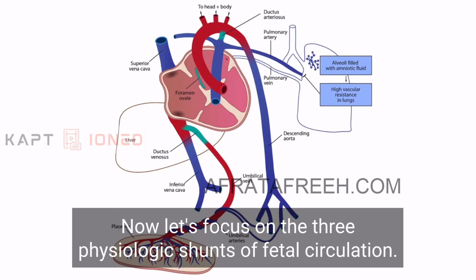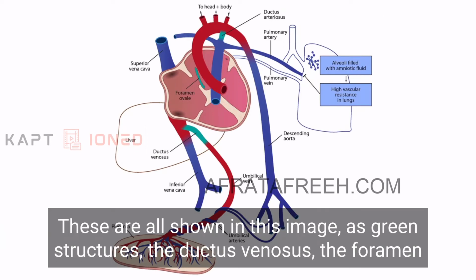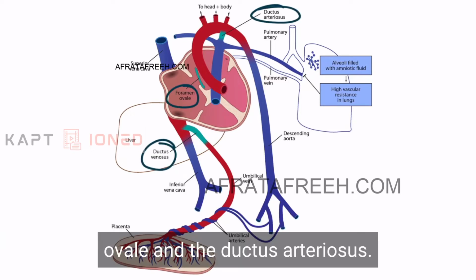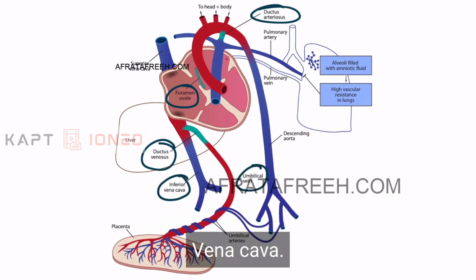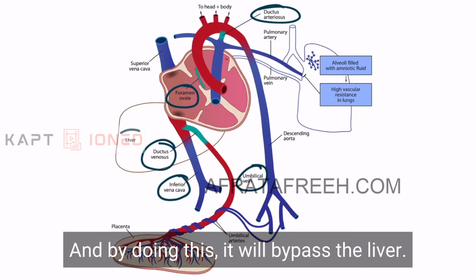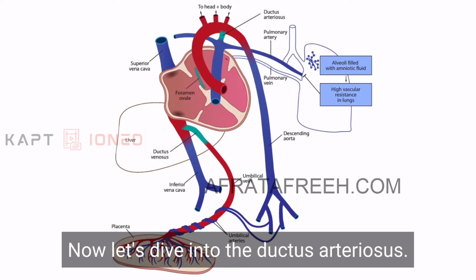Now let's focus on the three physiologic shunts of fetal circulation. These are all shown in this image as green structures: the ductus venosus, the foramen ovale, and the ductus arteriosus. The ductus venosus carries blood from the umbilical vein directly into the inferior vena cava, and by doing this, it will bypass the liver. Now let's dive into the ductus arteriosus.